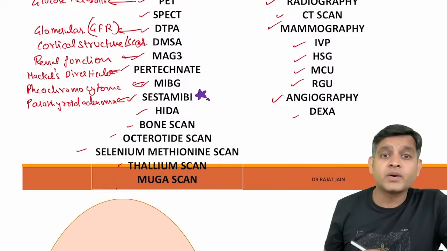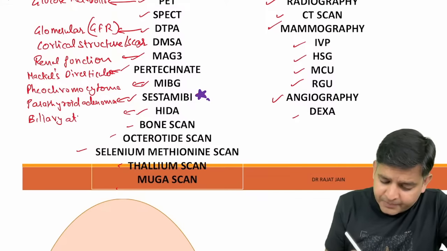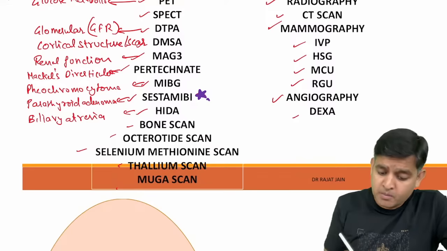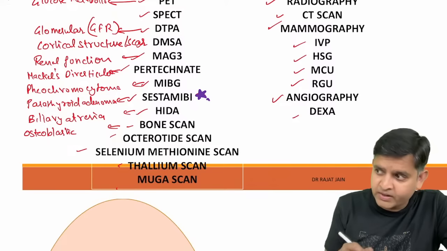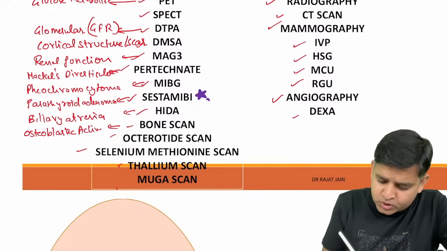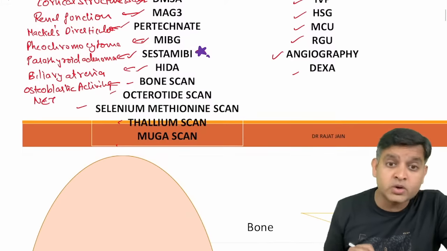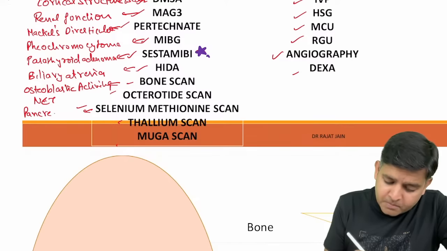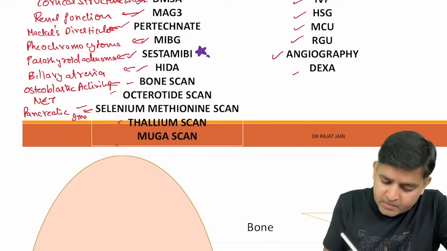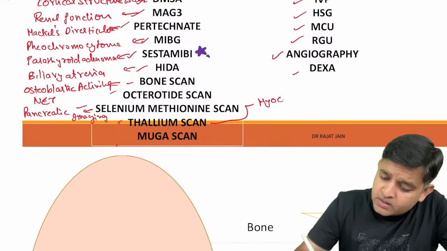Parathyroid adenoma. Okay. HIDA scan is for biliary atresia. Bone scan is for osteoblastic activity. Octreotide scan is for neuroendocrine tumor. Selenium methionine scan is for pancreatic imaging. Thallium scan is for myocardial viability.